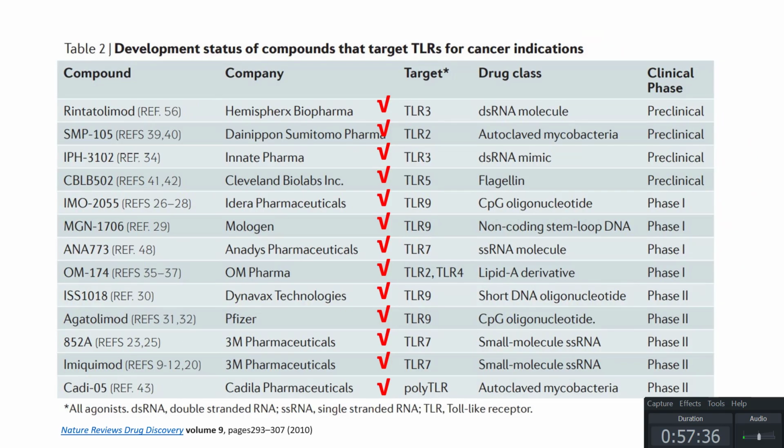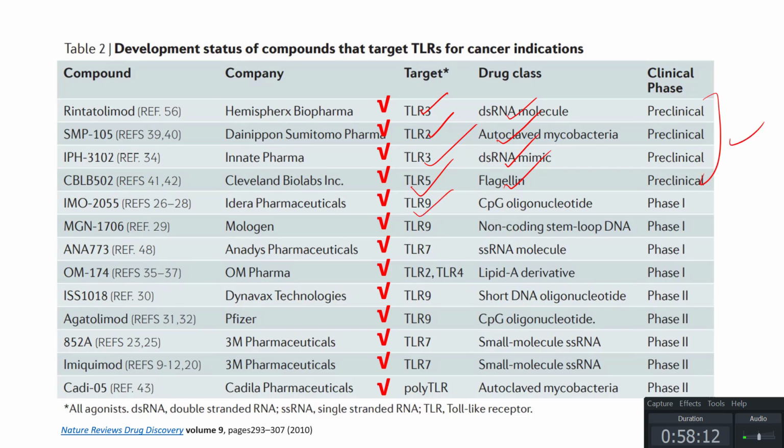So now we are going to see the different compounds that have been in trial to see whether they can help in cancer treatment or not. You can see that it starts from the TLR3 target, TLR2 target. That drug class is double stranded RNA molecules. Autoclaved mycobacteria will also be used here. TLR3 is the double stranded RNA mimic. For the TLR4 molecule, CBLB502, the drug class is flagellin. These all are in the preclinical stage.